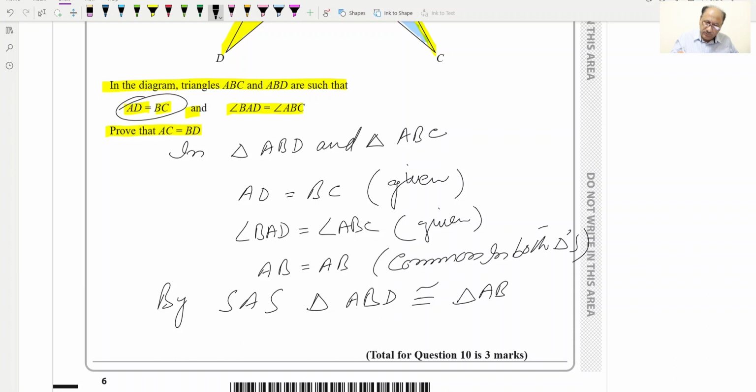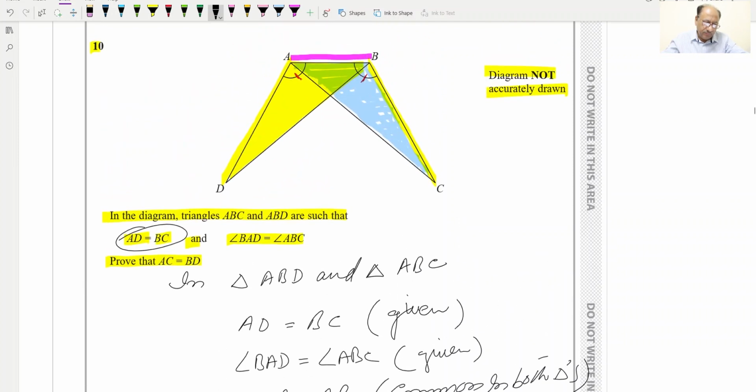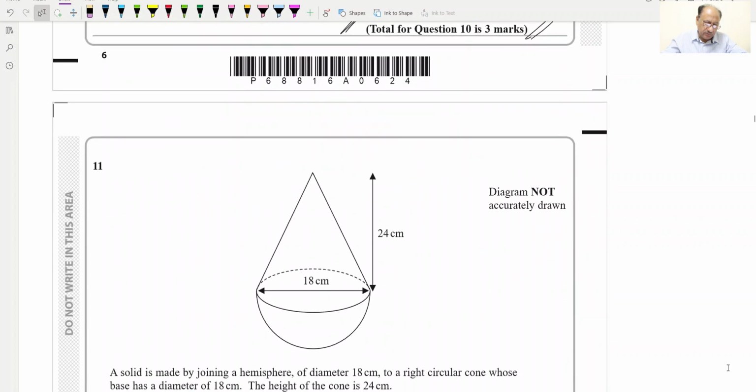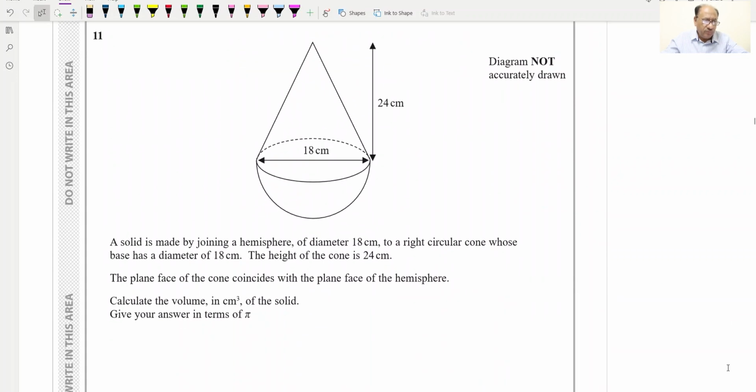Triangle ABC. So in this case, when they are congruent, it means AC will be equal to BD. So this implies AC is equal to BD, and this was the thing which we needed to prove, and this was a 3 mark question. We are done. Now we can move to question number 11, and question number 11 says diagram not accurately drawn.